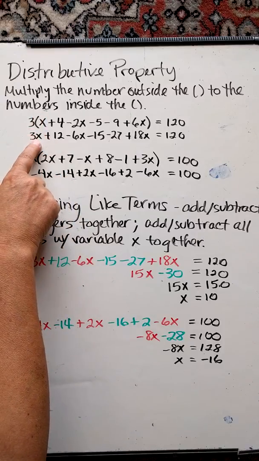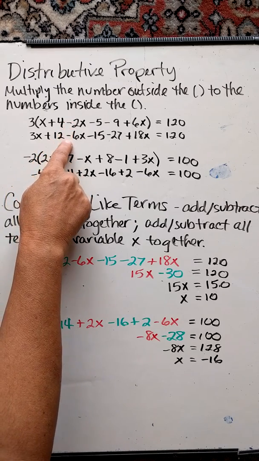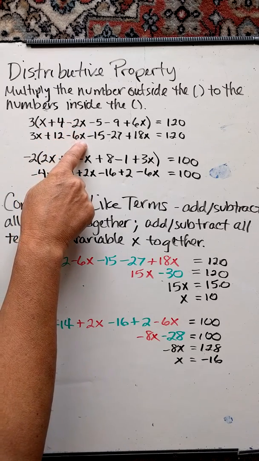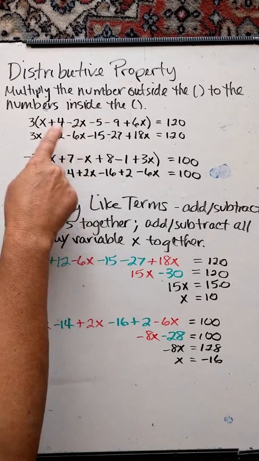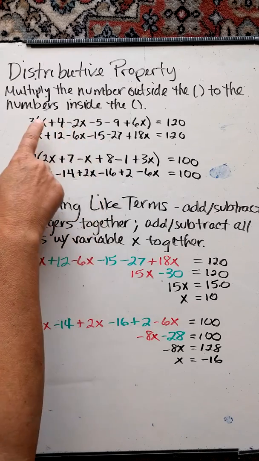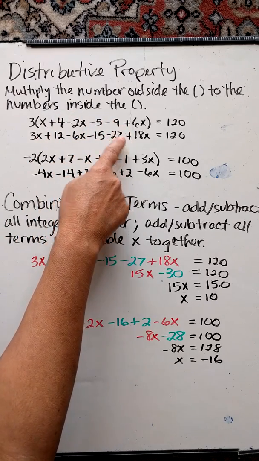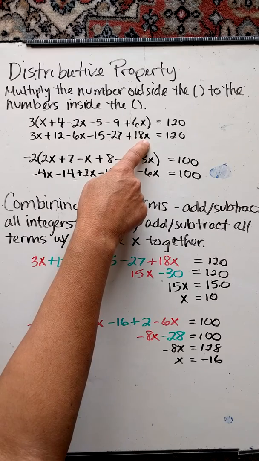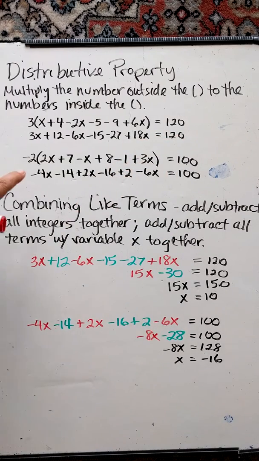3 times x is 3x plus 3 times 4 is 12 minus 3 times 2x is 6x minus 3 times 5 is 15 minus 3 times 9 is 27 plus 3 times 6x is 18x, and that equals 120. Something new here is if we have a -2 or a minus sign on the outside as well.